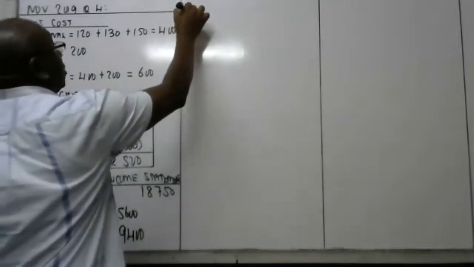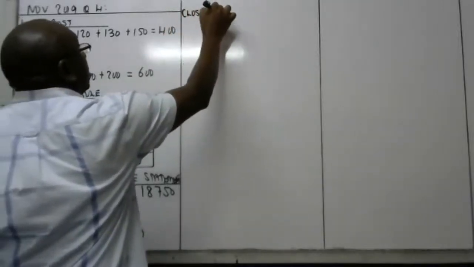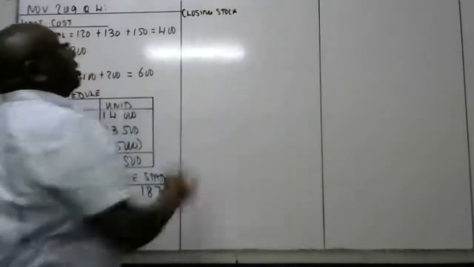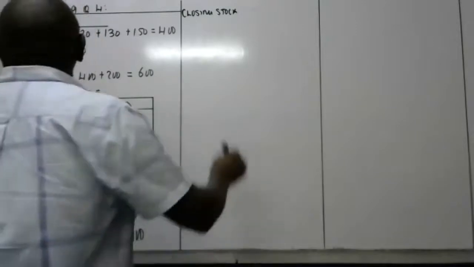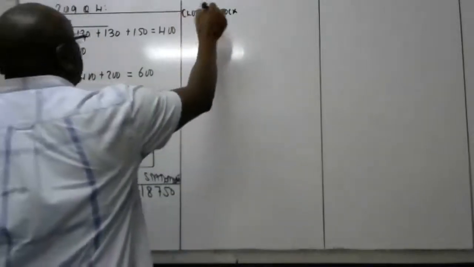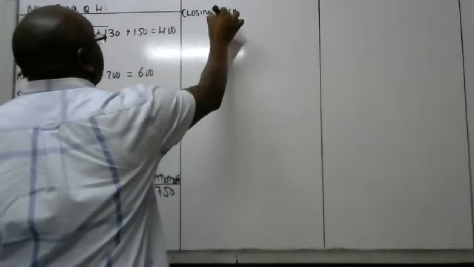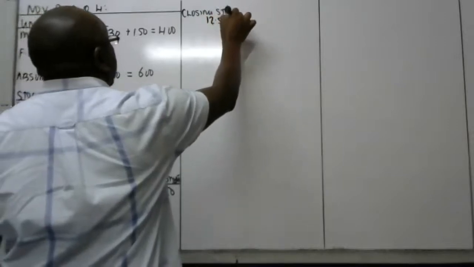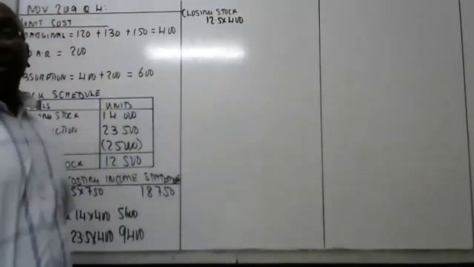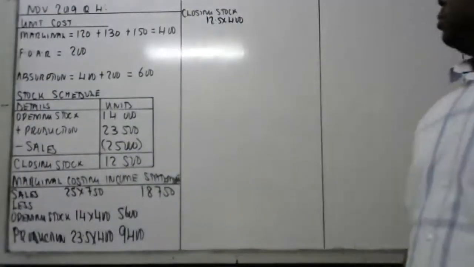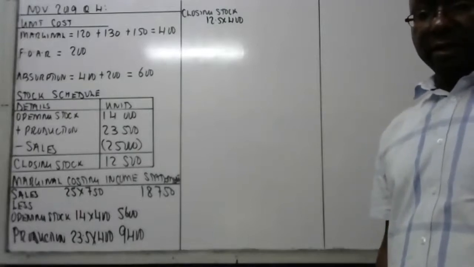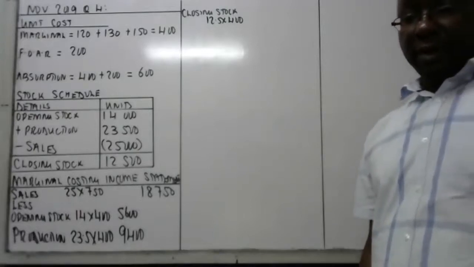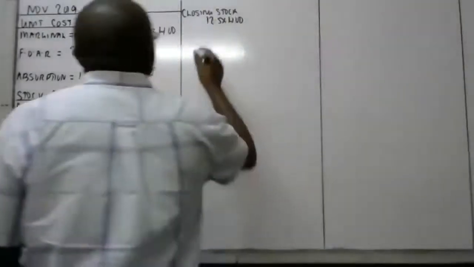Then closing stock. Now closing stock should be 12.5 times 400, which is 5,000. Good.